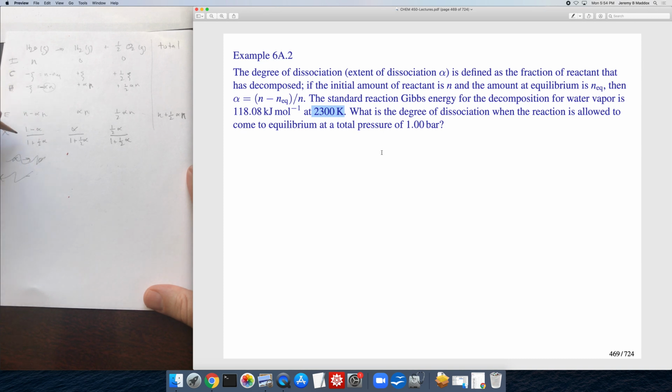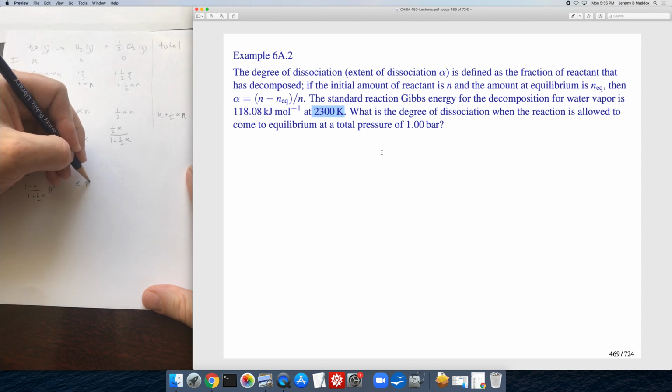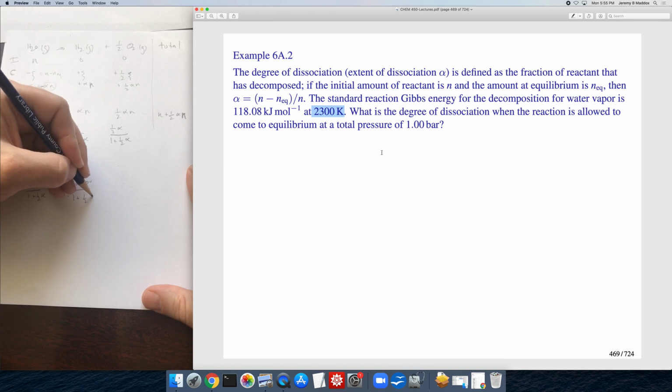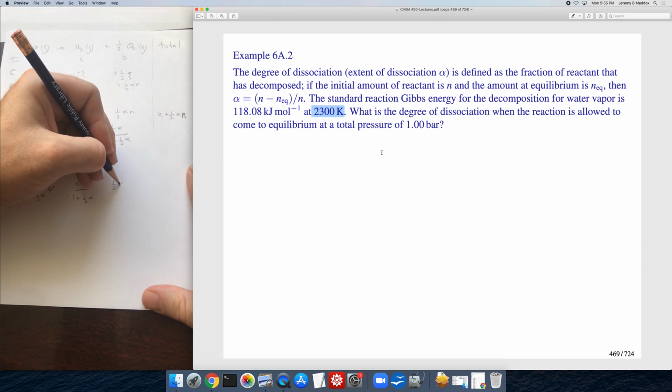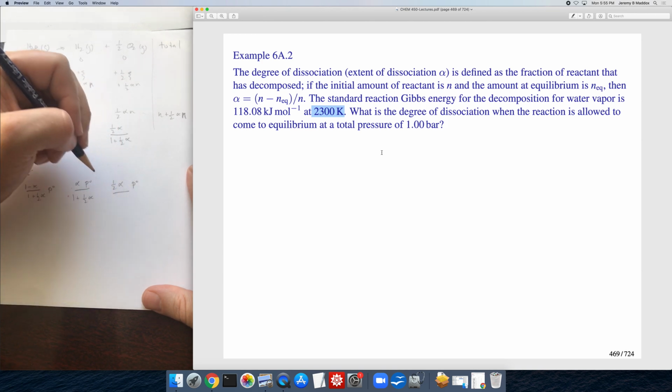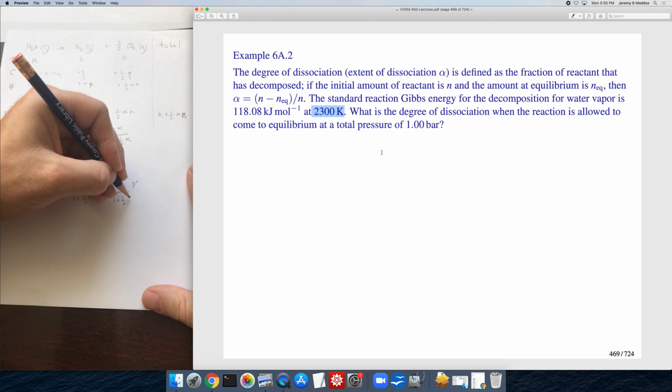So let's go ahead and next assemble the partial pressures. This will be the pressure line. The partial pressure of the water vapor will be the mole fraction of water times the total pressure of 1 bar. I'm just going to call that P standard. And here it's the same thing: alpha P standard over 1 plus 1/2 alpha, and 1/2 alpha P standard over 1 plus 1/2 alpha.